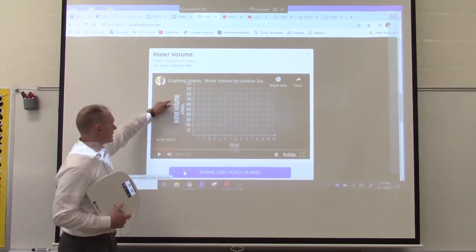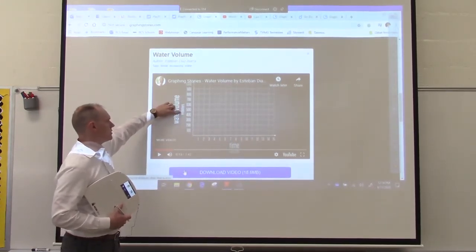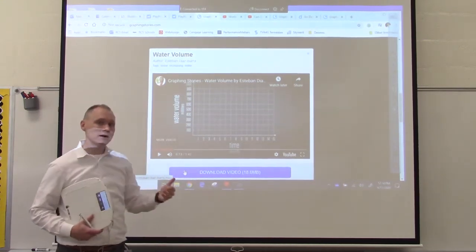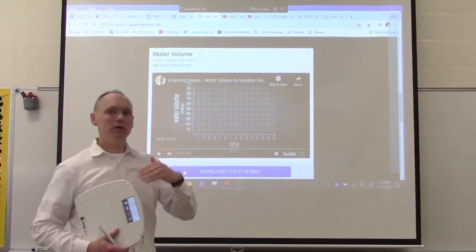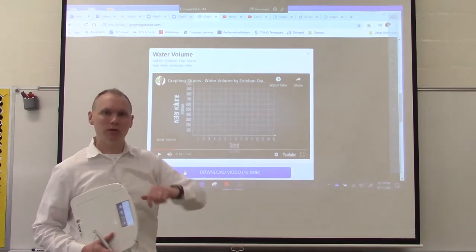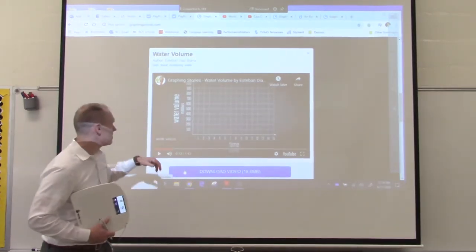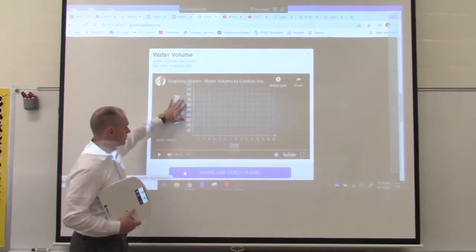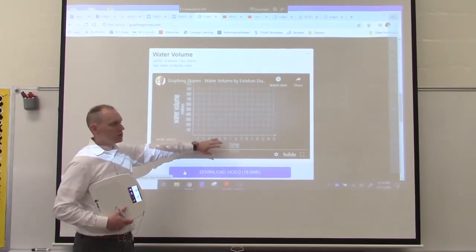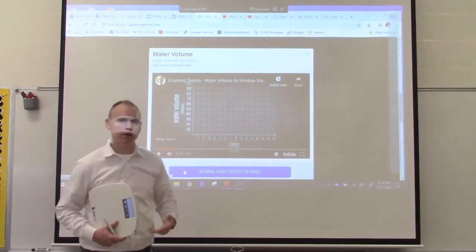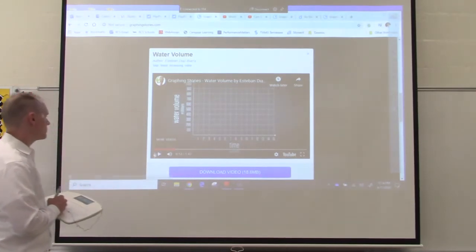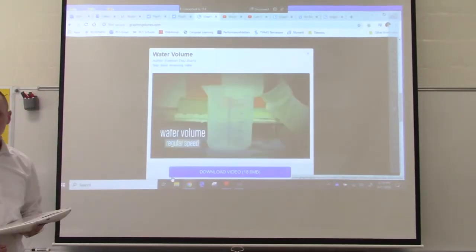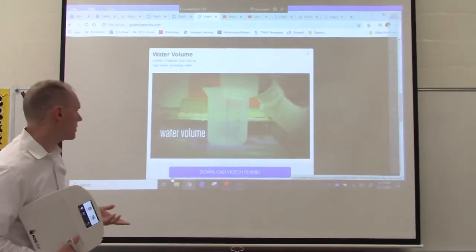And then our vertical axis here is water volume in milliliters. Kind of reminding us of maybe what we did last time when we were filling up those bottles or vases. So we're looking at water volume with respect to time. So how's the water volume changing over time? So let's watch the video, and then maybe you can think about what that might look like.